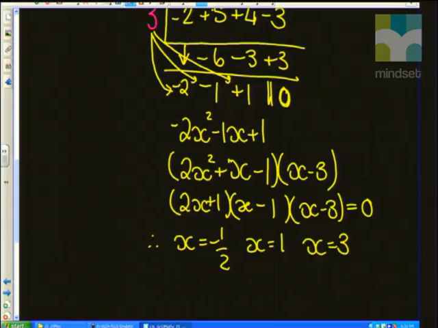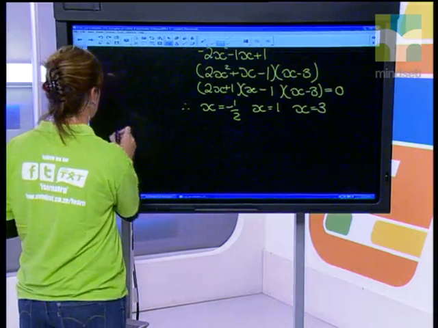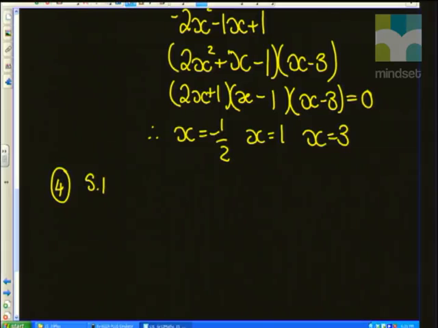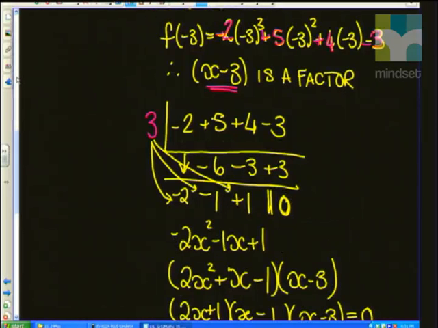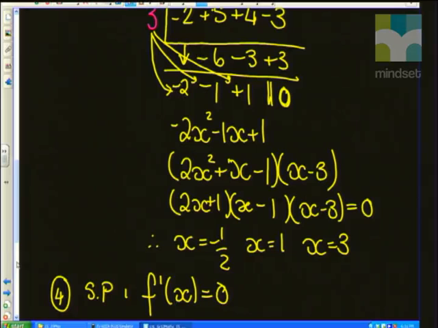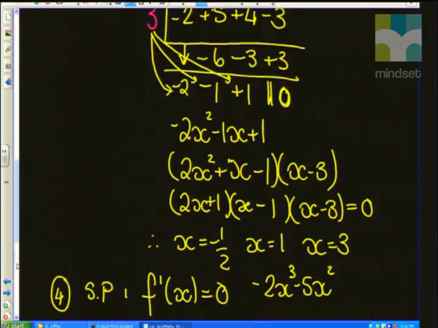So I've got my shape, I've got my y-intercept, I've got my 3 x-intercepts. What I now need to establish are my turning points or my stationary points. In order to do that, we let our derivative equal 0. Sorry, let's just go back to the formula. It was negative 2x cubed plus 5x squared plus 4x minus 3.